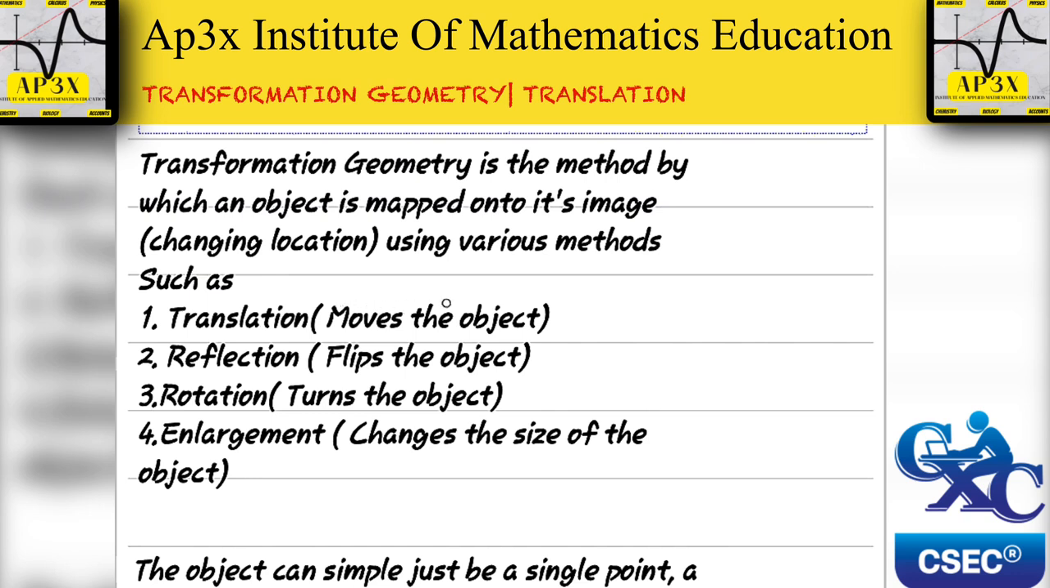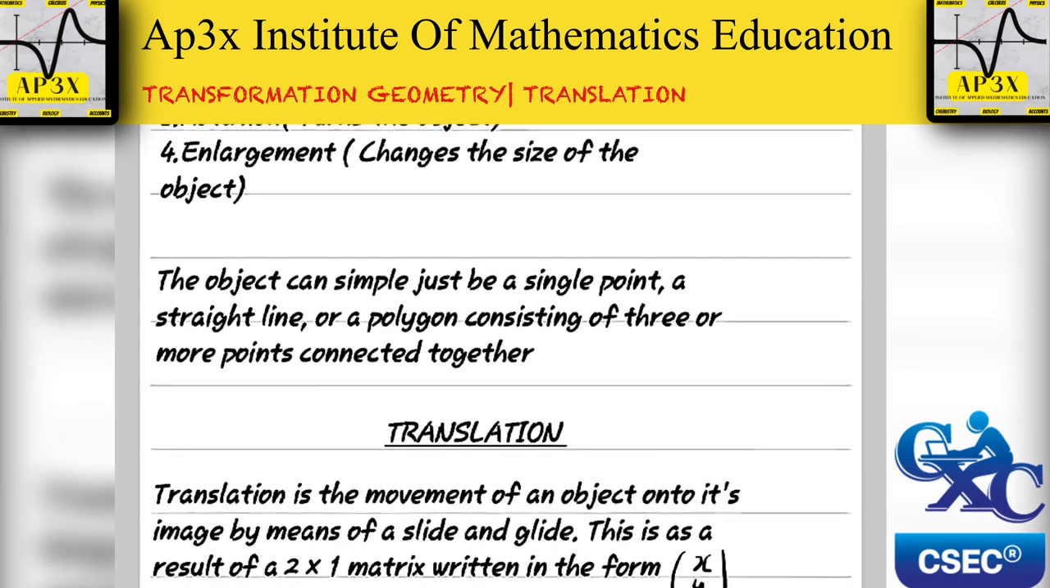Translation pretty much moves the object from one location to another location. Reflection will flip the object. Rotation will turn the object, and enlargement will change the size of the object.